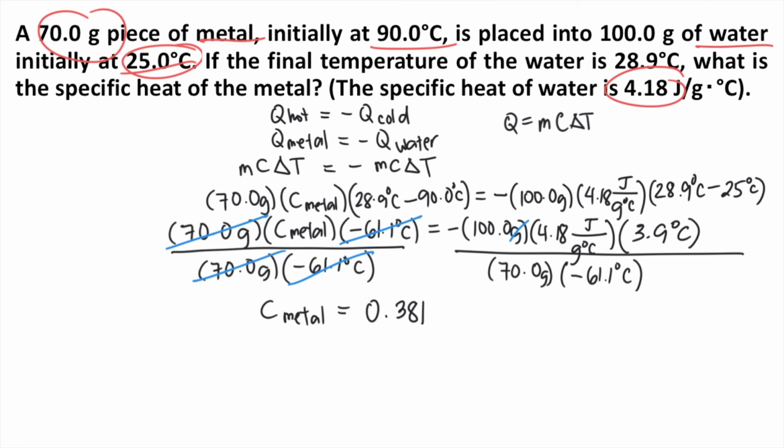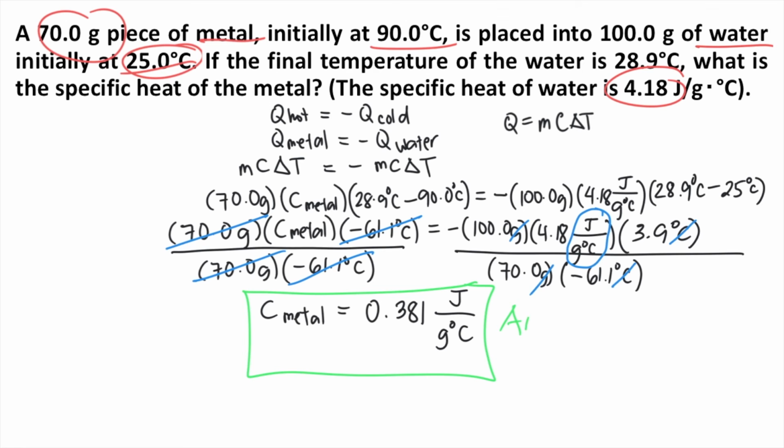Now let's look at the units. The grams will cancel out. The degrees Celsius will cancel out. So the unit for specific heat is joules per gram degree Celsius. So the answer to this question, the specific heat of the metal, is 0.381 joules per gram degree Celsius.